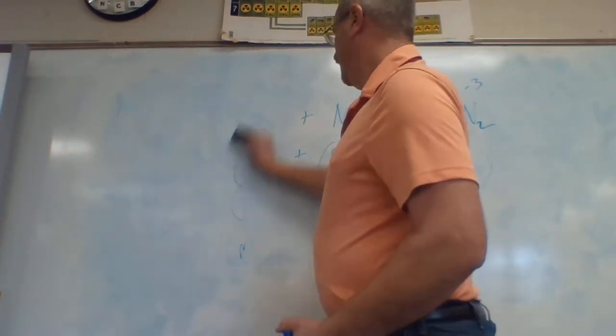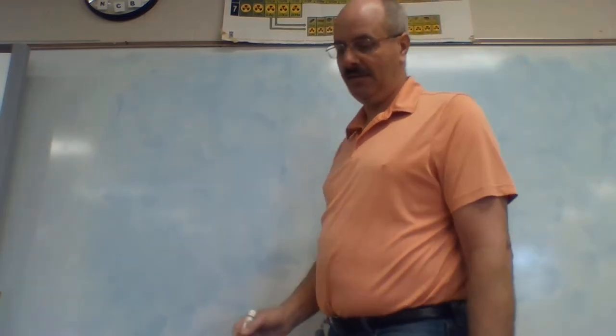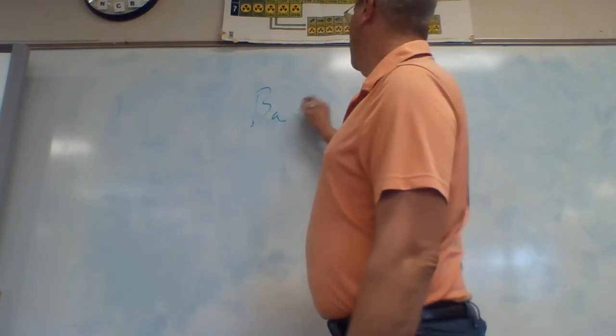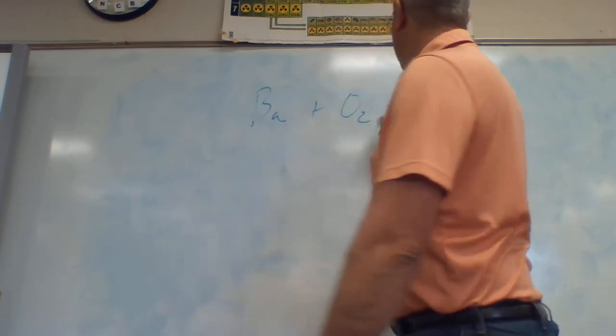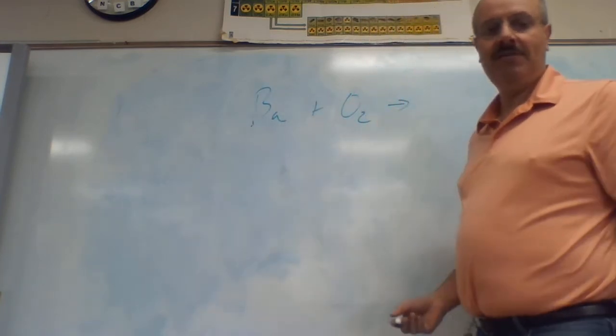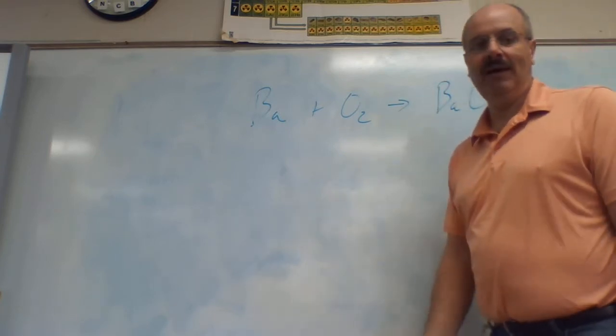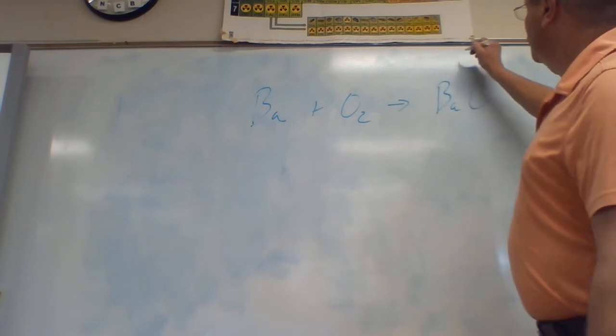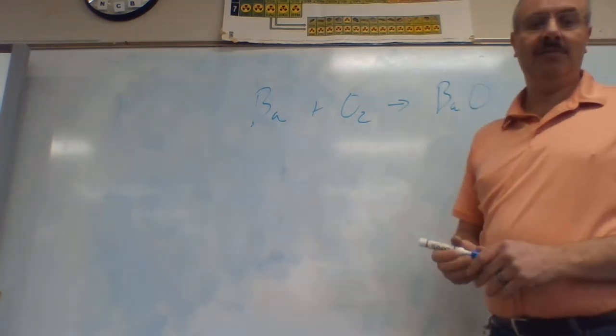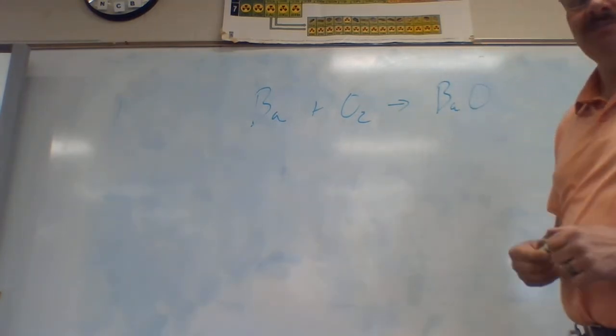All right, go on to the next one. Another synthesis one. We got Ba plus O2. So we bring 2 of them across, don't bring any numbers. Ba and O, put them together. Now I do charges. Ba is plus 2, O is negative 2. Those cancel each other. So that's going to be my formula.